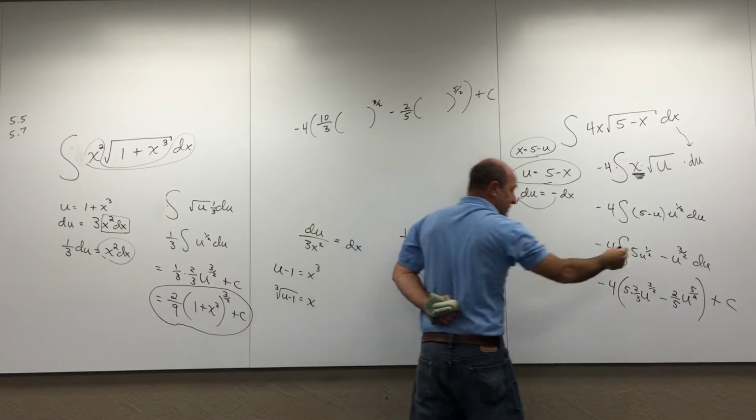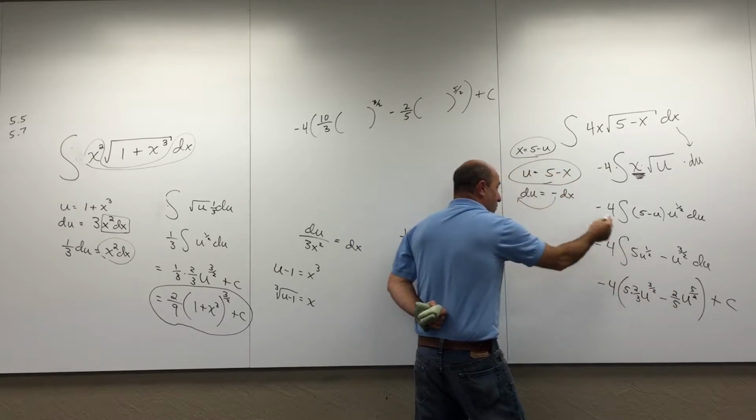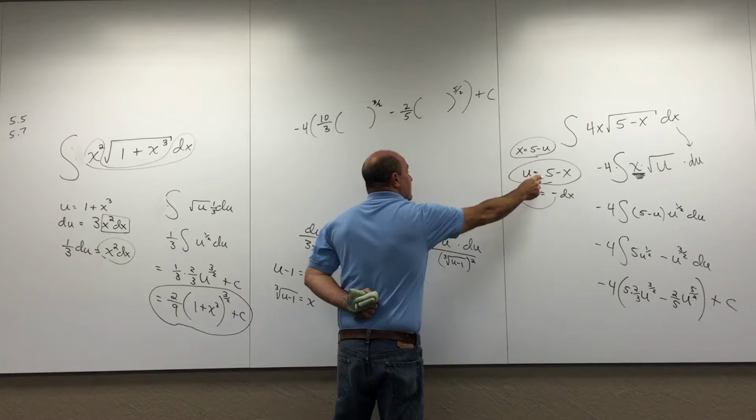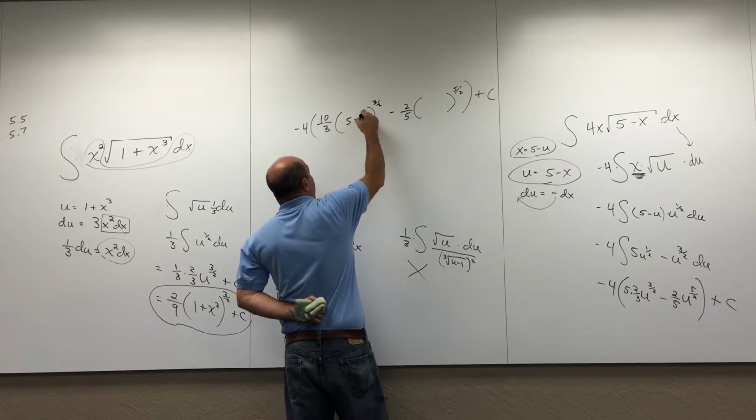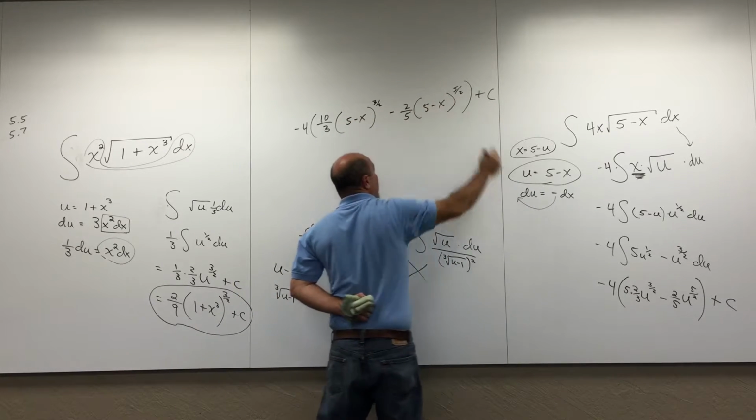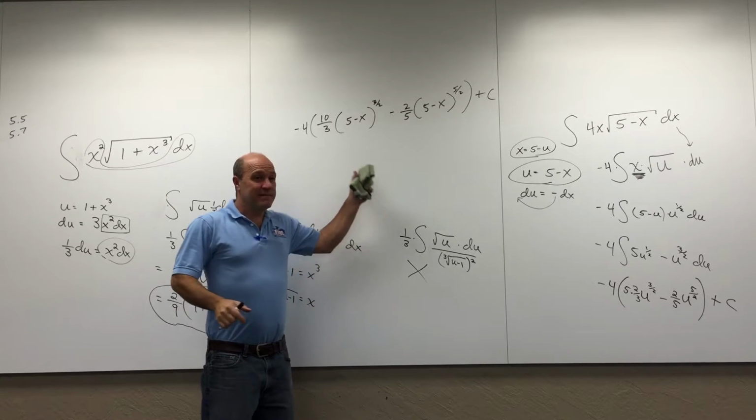And what is that something? It's called u, but what is u? Oh, there it is. 5 minus x. It's pretty wild, isn't it?